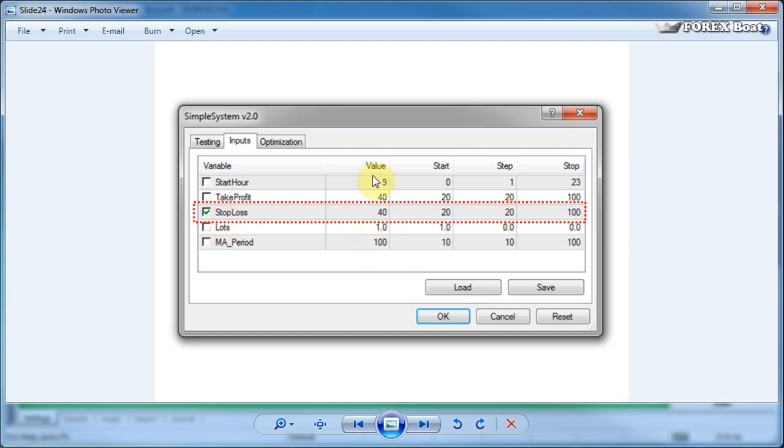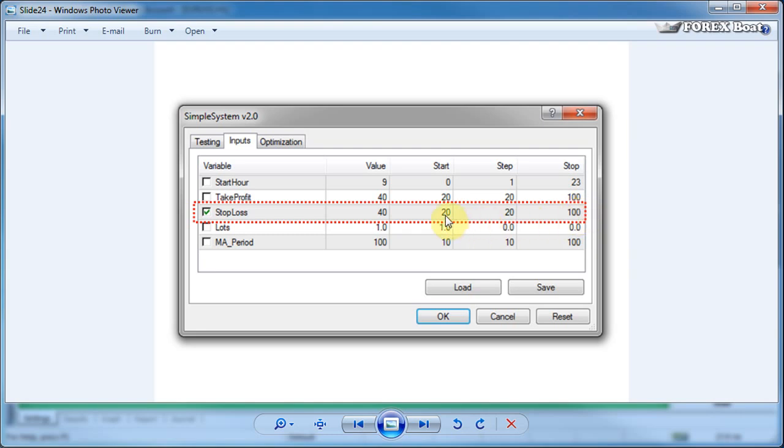What it will do is MetaTrader 4 will keep these other variables constant as they're set, but it will ignore this value for stop loss. Instead of this value, it will actually run multiple backtests based on these values here. So what in reality will happen is a backtest will be run for the starting value of 20, and then a backtest will be run with an increment of this step value, also 20, until MetaTrader 4 reaches a stop value.